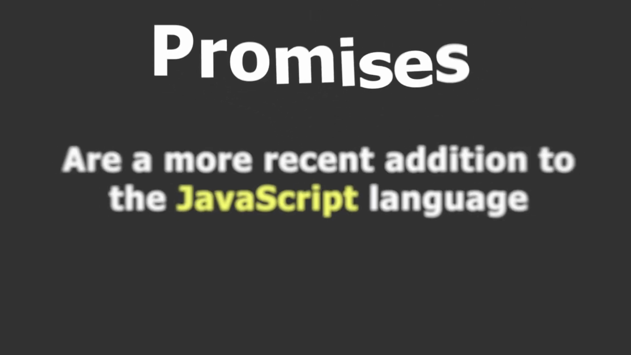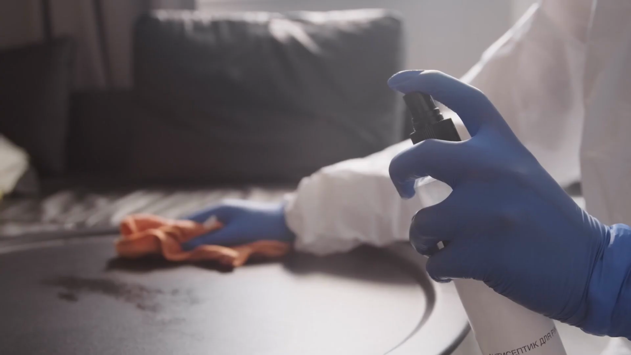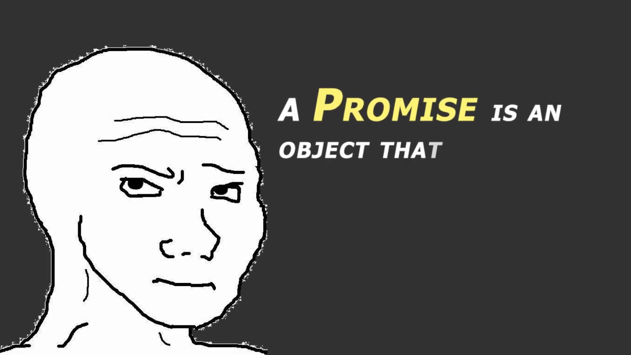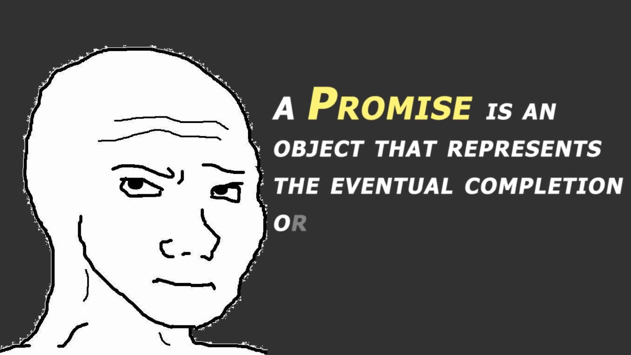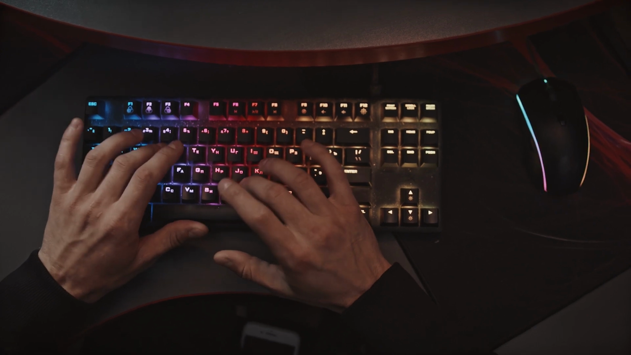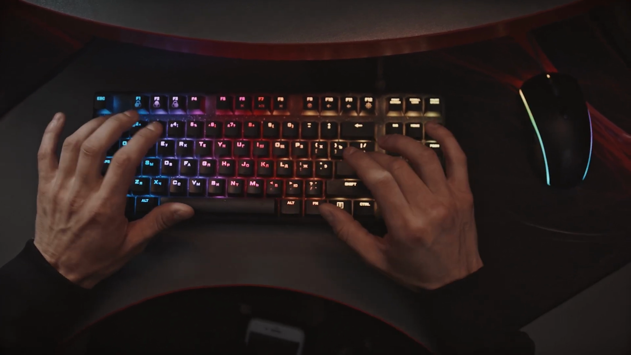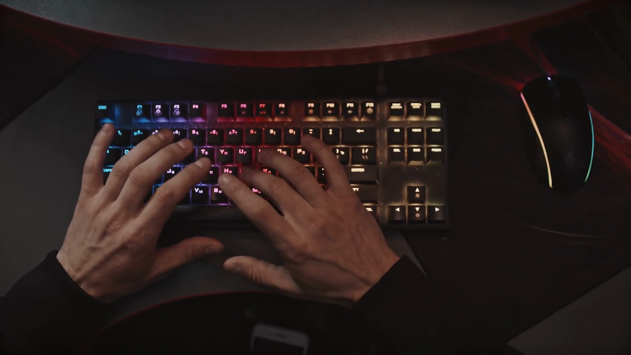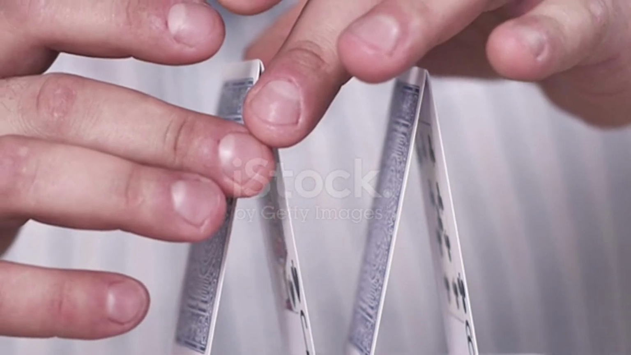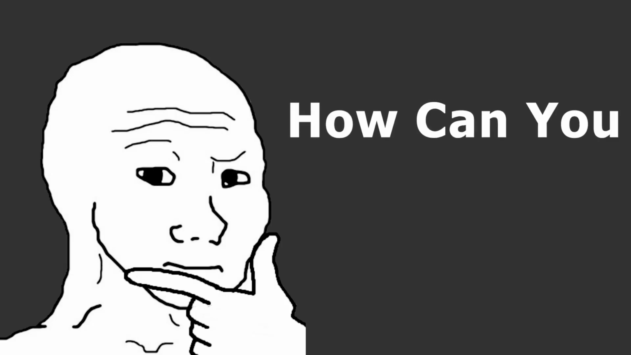Promises are a more recent addition to the JavaScript language, and they provide a cleaner and more elegant way to handle async operations. A promise is an object that represents the eventual completion or failure of an async operation. The main advantage of promises is that they allow for chaining async operations together in a more readable and maintainable way. It's like building a house of cards. You've got to be so careful, but it can be pretty cool afterwards. But as a programmer, how can you work with promises?